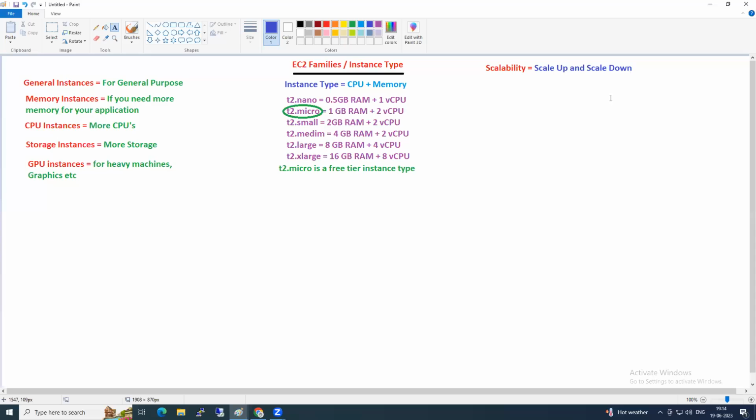If you're increasing and decreasing, do we have any data loss? Answer is no. Where is your data saved? In your EC2 instance, where is your data stored?